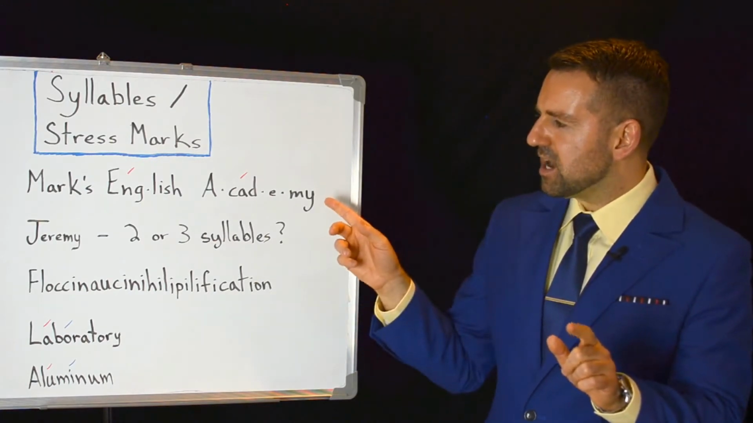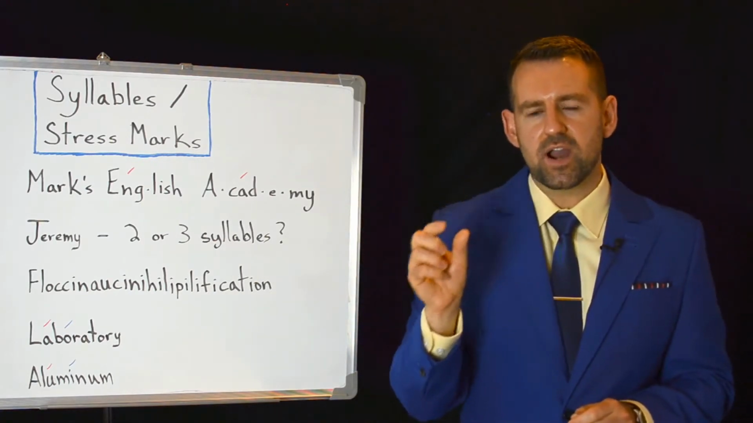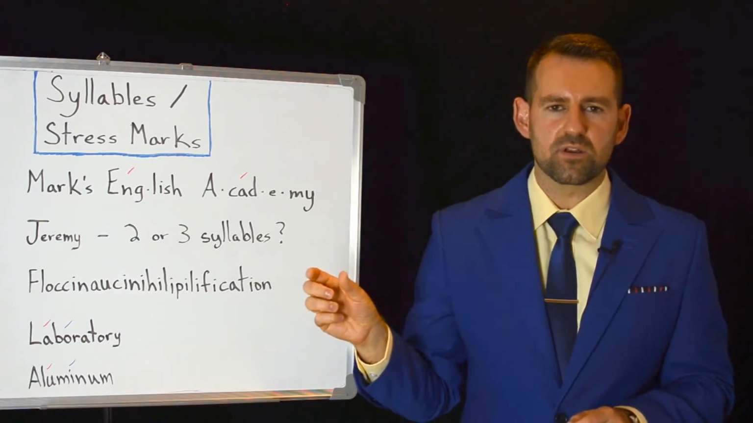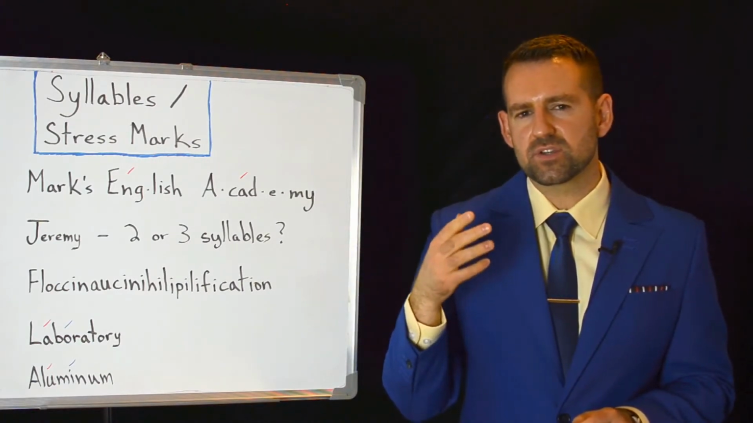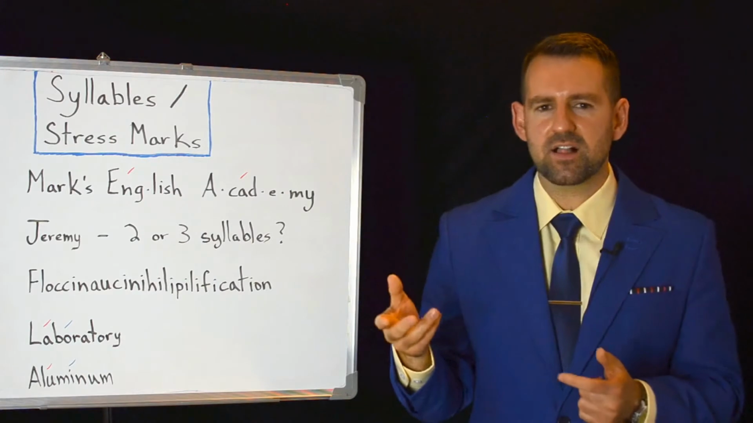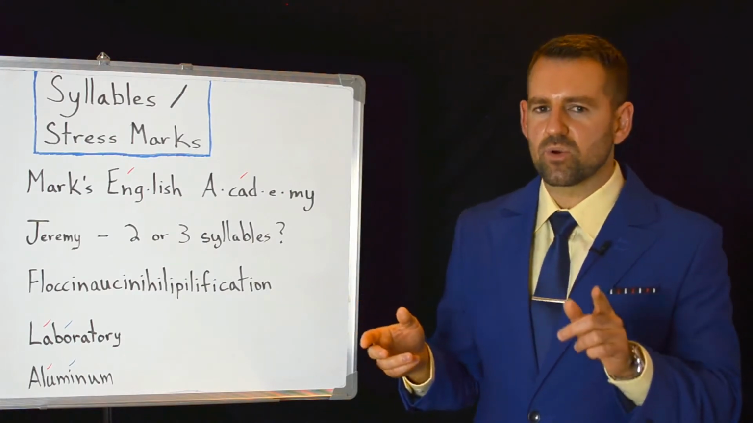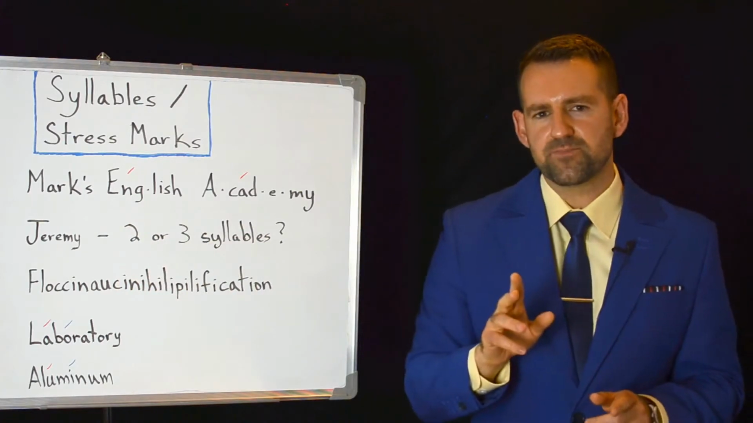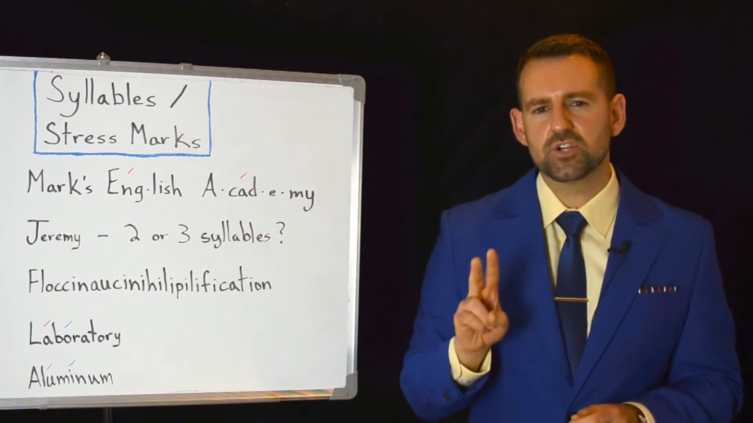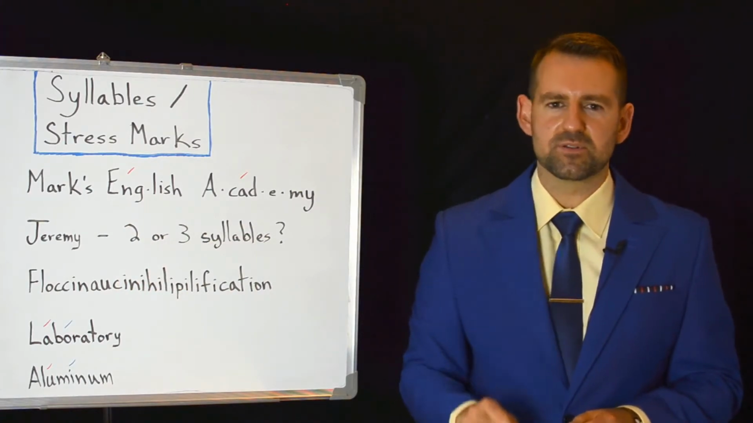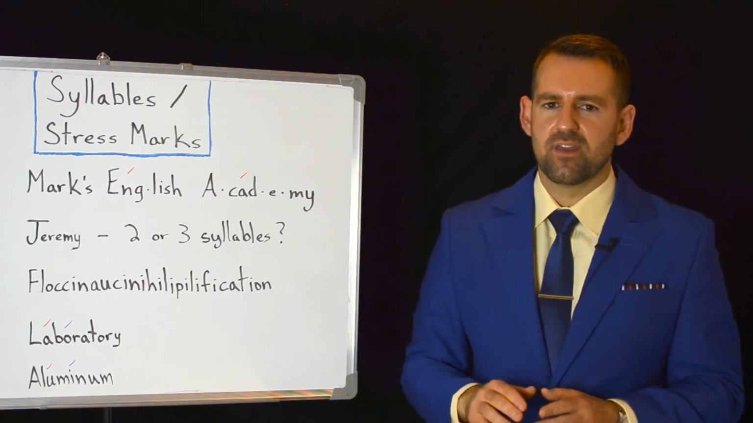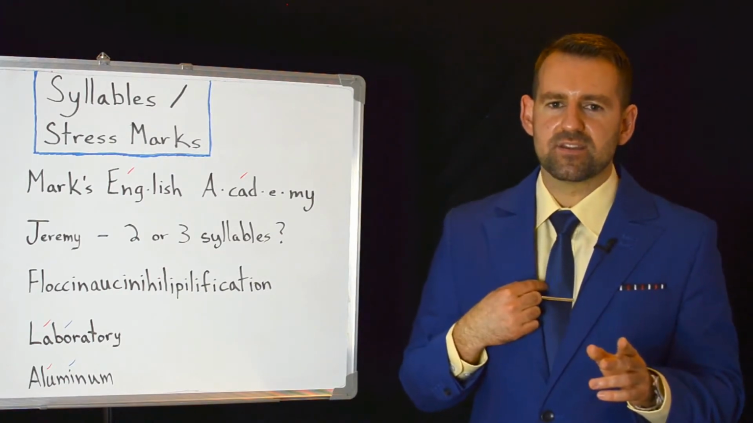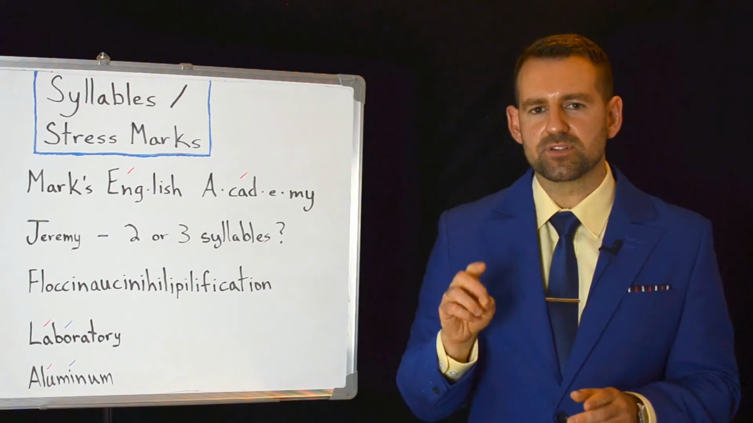So most of the time, we can hear how many syllables are in a word, but sometimes it's kind of hard to tell how many syllables are in a word. Take the name Jeremy, for example. Do you think it has 2 or 3 syllables? The way I say it, it has 2 syllables.